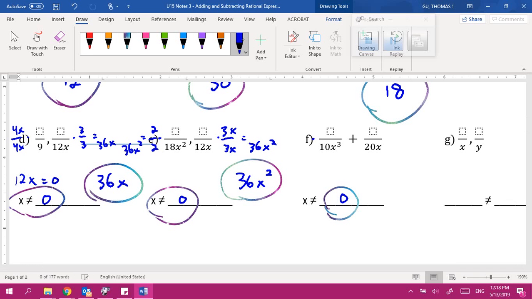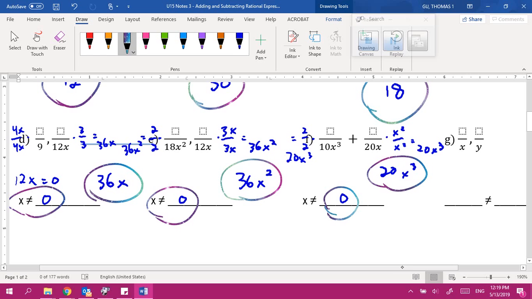How do I get 10x cubed to 20x cubed? Times 2. Because you can see when you multiply by 2, that gives you 20x cubed. And then now you see, oh, I have a 20x over here. How do I get 20x to become 20x cubed? Right, multiply by x squared over x squared. Gives you 20x cubed. So then your least common denominator is 20x cubed.